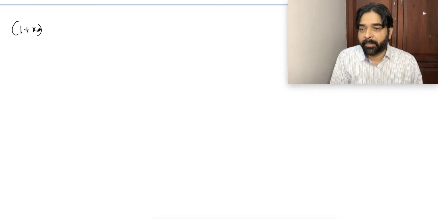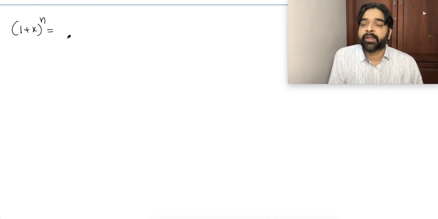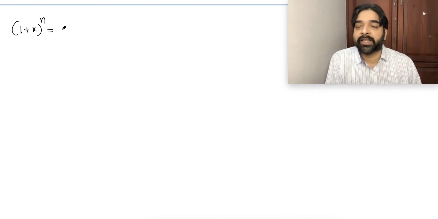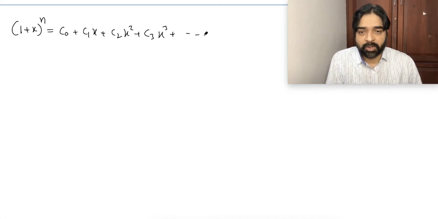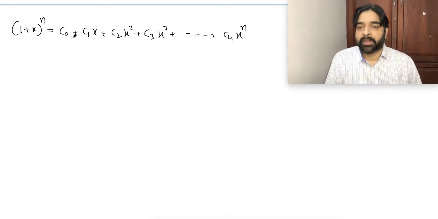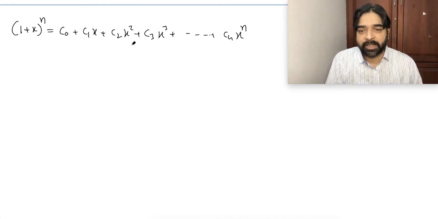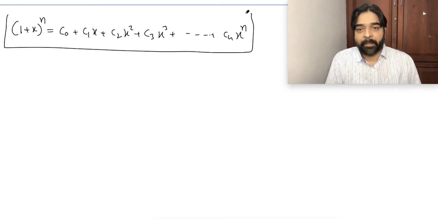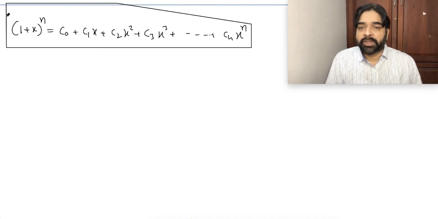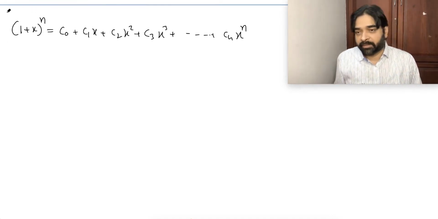If you have ever seen the binomial, then you must know (1 + x)^n is always equal to nC0 + nC1 x + nC2 x² + nC3 x³ + so on, nCn x^n. We write nC0, nC1, nC2, nC3, but we don't write n, because it's easy to remember. This is called the binomial series, the binomial theorem.